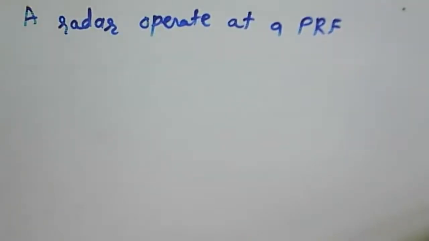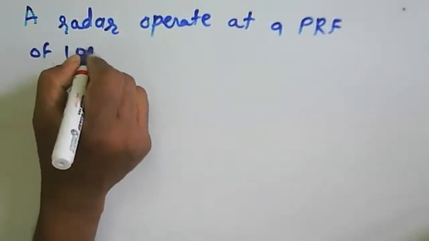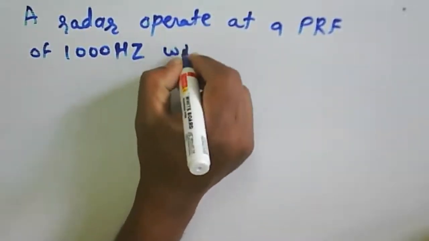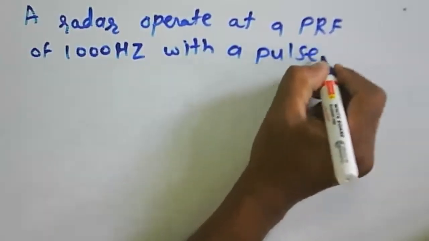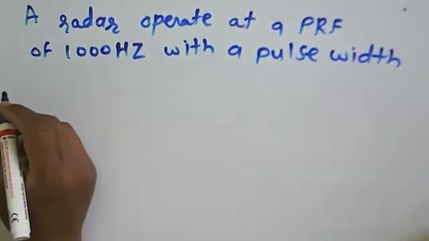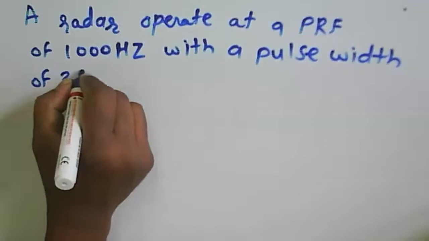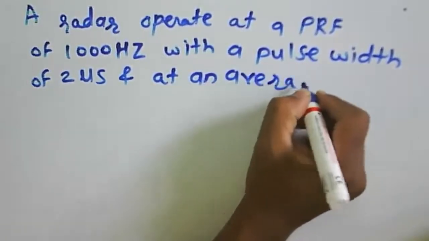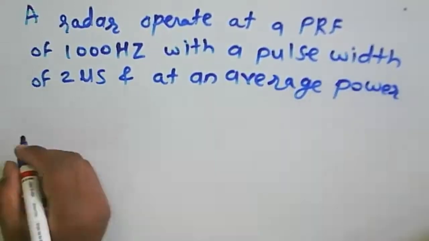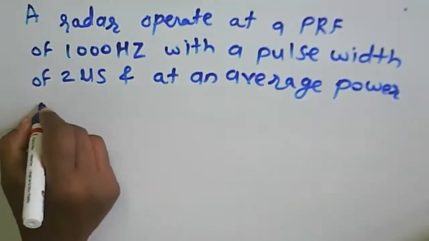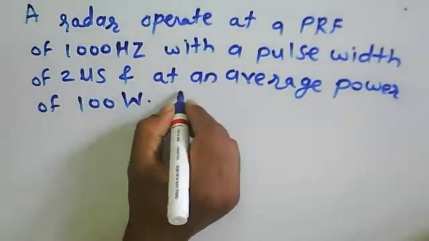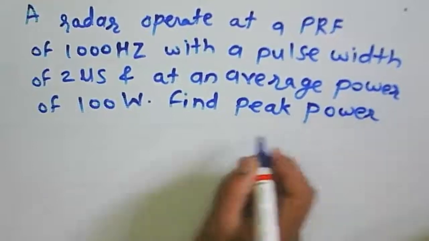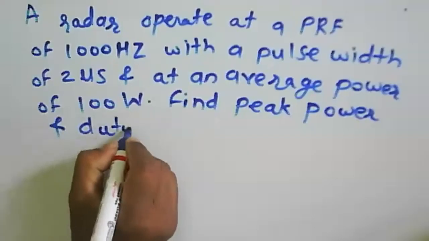A radar operates at a PRF of 1000 hertz, pulse repetition frequency, with a pulse width of 2 microseconds and at an average power of 100 watt. Find peak power and duty cycle.